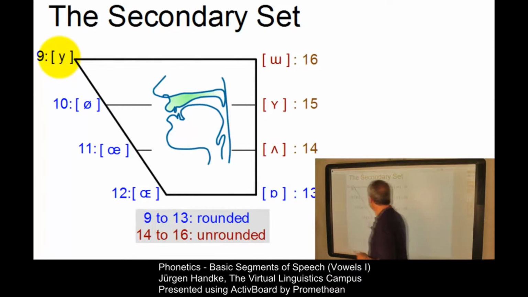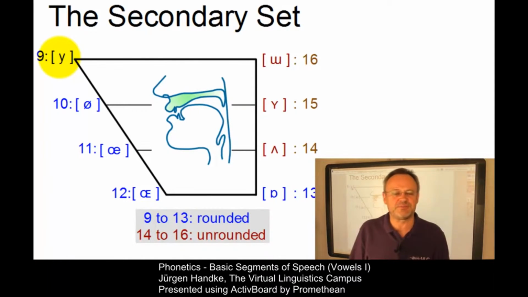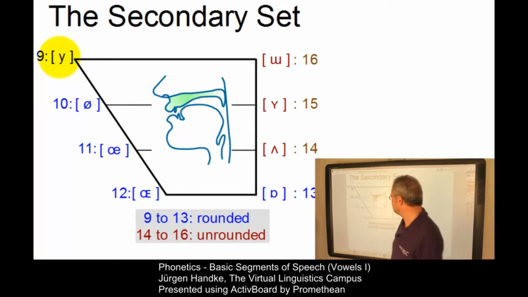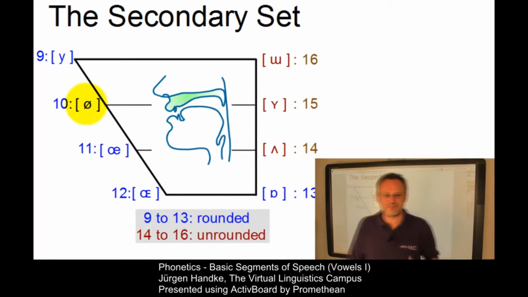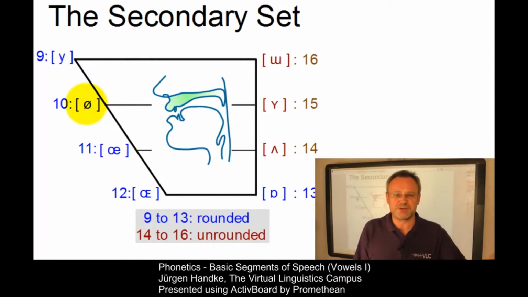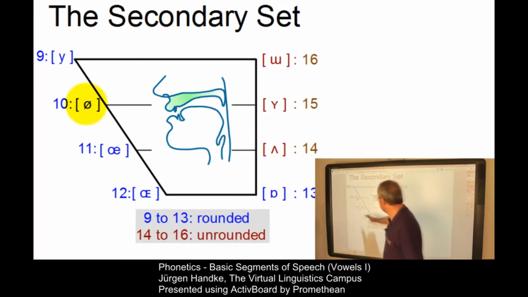So here is cardinal number 9. I first produce cardinal number 1, E, and then I round my lips. E, U is cardinal number 9, a rounded front vowel. Cardinal number 10 next. Cardinal number 2 is E, so I produce an E first. E, and there you are, cardinal number 10.